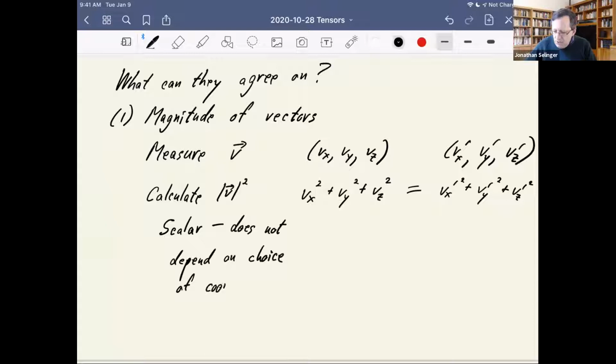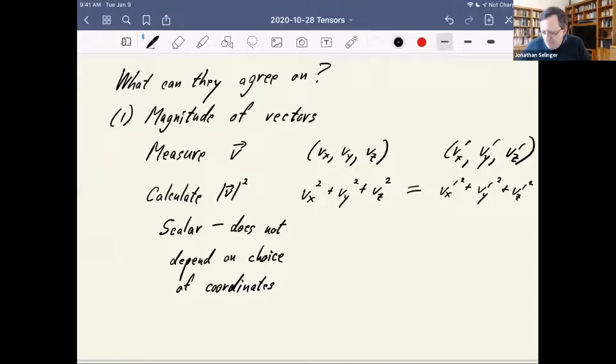And this works basically thanks to the Pythagorean theorem, right? The Pythagorean theorem shows that this sum of squares is the length of a hypotenuse squared, and this is the length of the same hypotenuse squared. Okay.